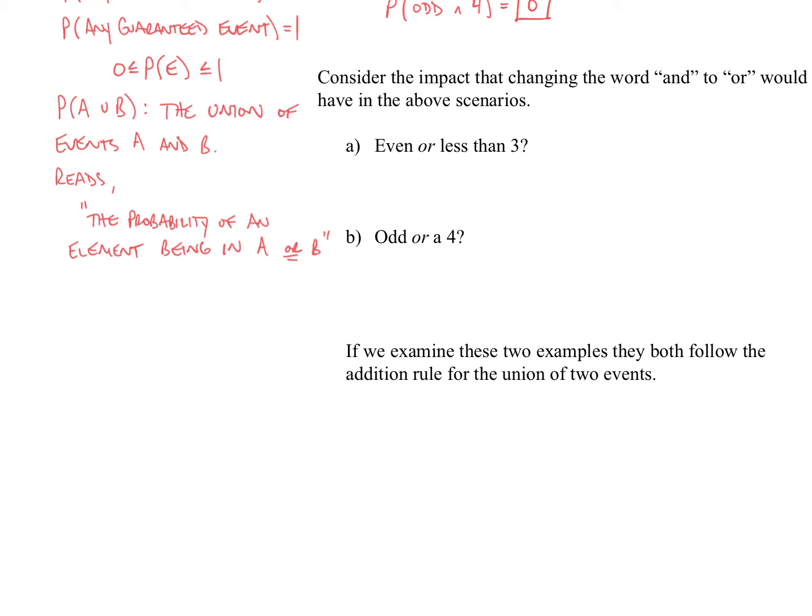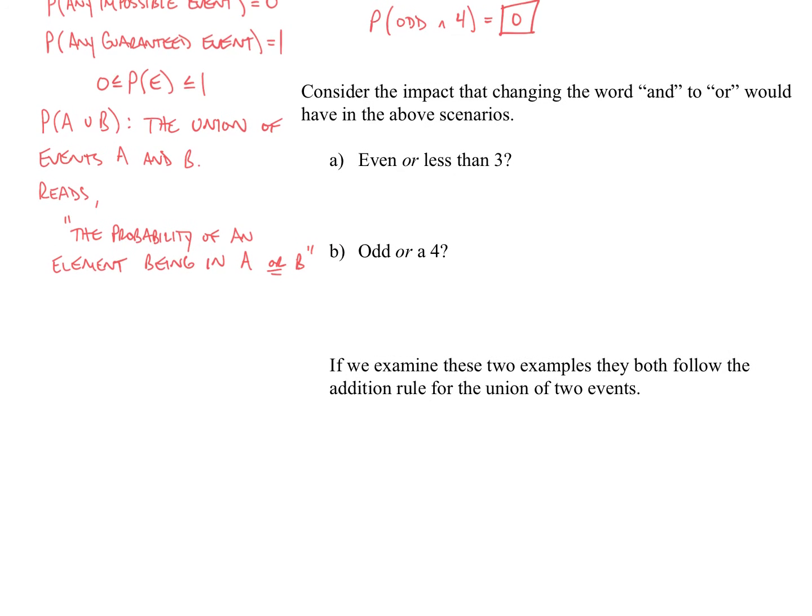So the union of any two events is just the probability that you will find an element that is in group A or is in group B. It's just one small change here. And is very exclusive, and we'll see that or is exclusive in some ways, but not nearly as exclusive as and in most cases. So we'll see a concrete example here. Consider the impact of changing the word and to or in the above scenarios.